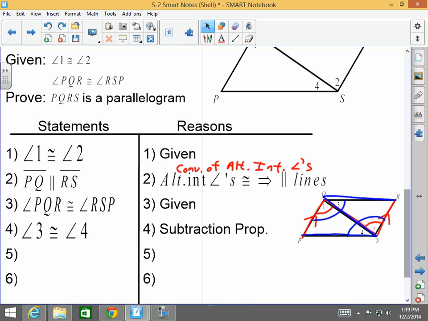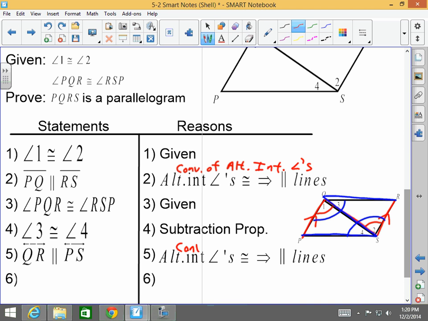So what do we know about QR and PS now at this point? That they have to be parallel. QR and PS have to be parallel. Why? Not alternate interior, but converse, right. So one of two ways. You can either go the long way and say, if alternate interior angles are congruent, then the lines are parallel, or I will accept converse of alt int angles. I will accept either or.